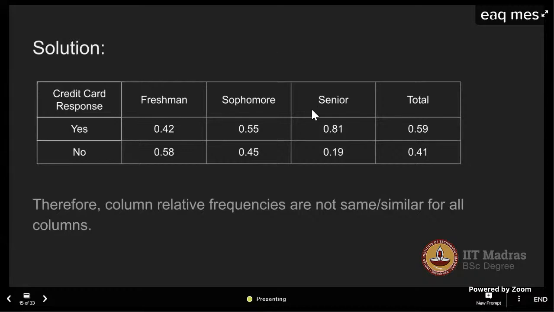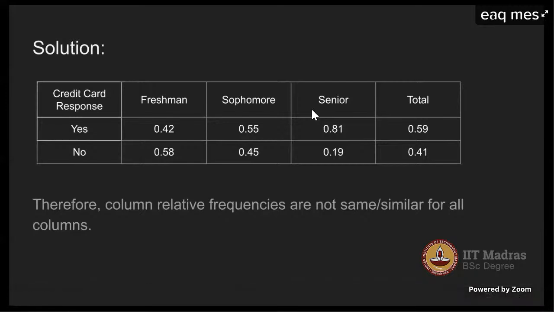So whenever these are categorical variables, we cannot find a correlation coefficient for them to find if there is association or not. So we stick to this row relative method or column relative.